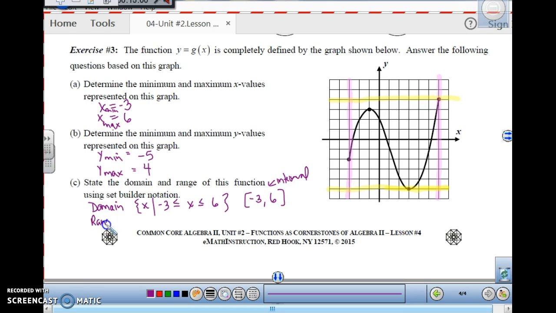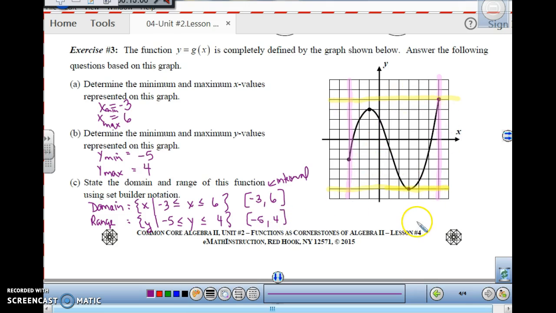Let's look at the range. Well, remember the range is the y values. The y values fall between which values? Well, the lowest y value is -5. The highest y value is 4. So your range is between -5 and 4. If you do it in interval notation, it'd be -5, comma, 4.